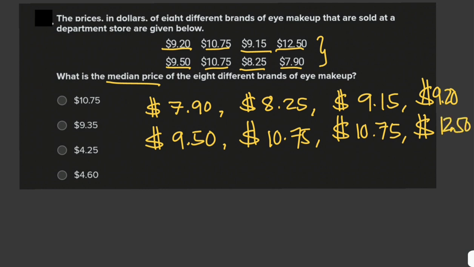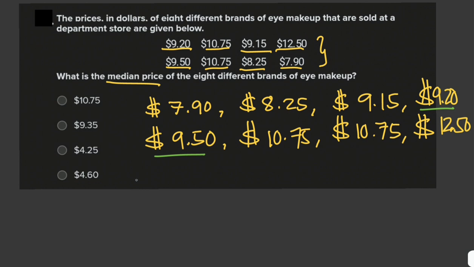Now to find the middle value or the median, we count all the number of values. We have 8. Therefore, the middle values would be $9.20 and $9.5. So we have two middle values here.